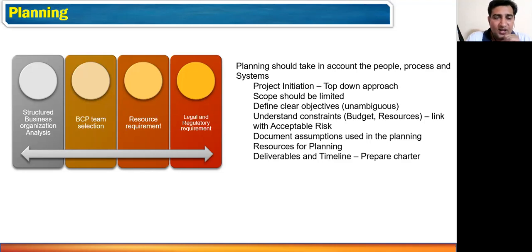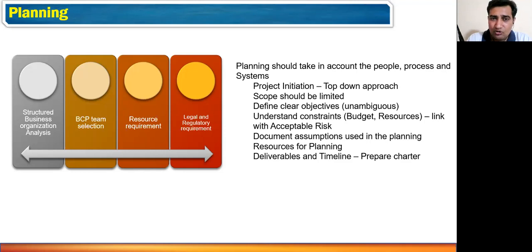Okay. Then next is legal and regulatory requirement, which is always on top, because with legal and regulatory requirements, there is nothing like 10% compliant or 50% compliant or 80% compliant. It is just 0% compliant or 100% compliant. That means no compliance or compliance. There is nothing in between. So you have to get compliant with those regulations. Okay. So planning should take into account the people, process, and the systems.